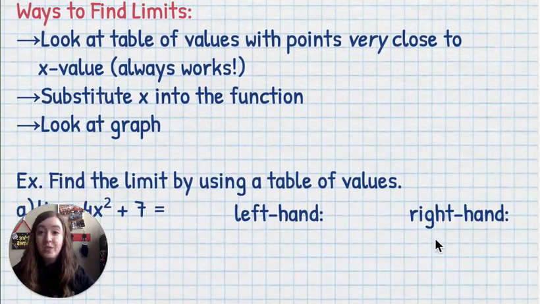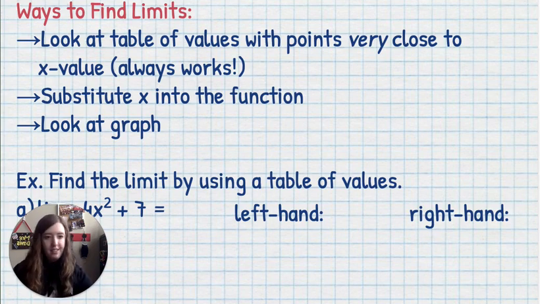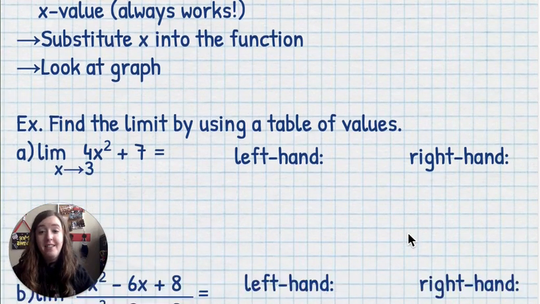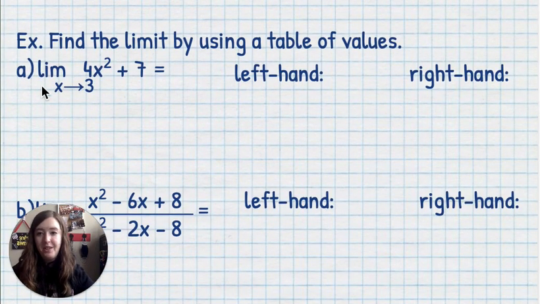So here we go. What we're going to do is look at a table of values that are very, very close to x. That always works. And then we can also substitute x into a function to see if it's defined. And then also we're going to look at a graph. So we're going to find the limit by using a table of values here. So we want to find the limit as x approaches 3 of 4x squared plus 7. So let's go ahead and open up our calculator.